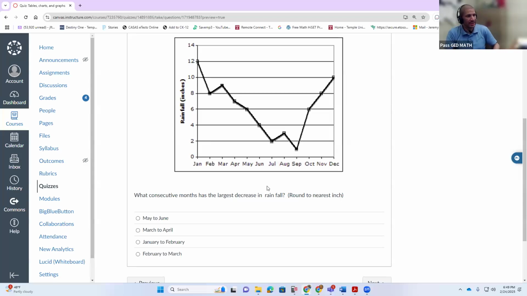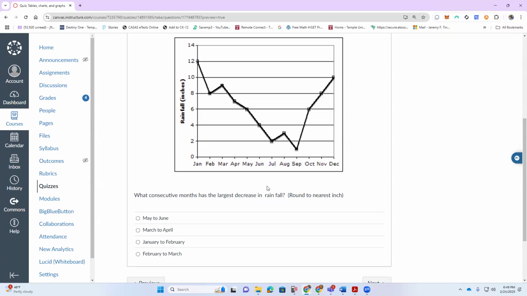Okay. Again, this is very important for tables, charts, and graphs. You have to know how to read a graph. So we did what's the highest amount. We did what was the mean amount. We did the median. Asking a different question now. What consecutive months has the largest decrease in rainfall?